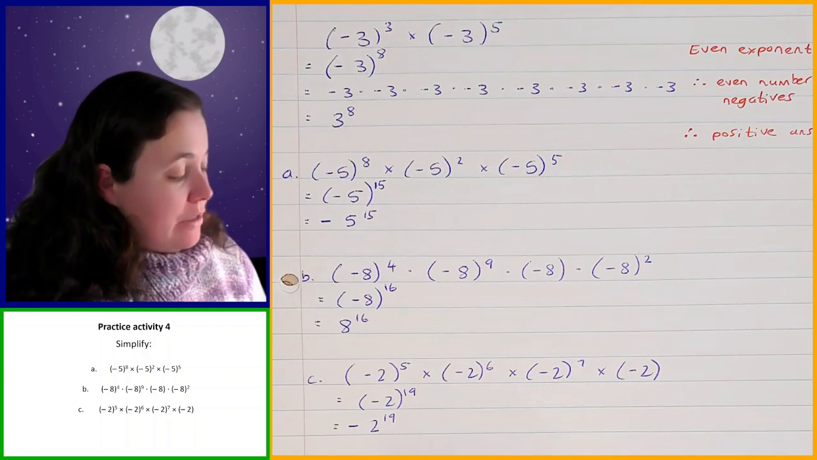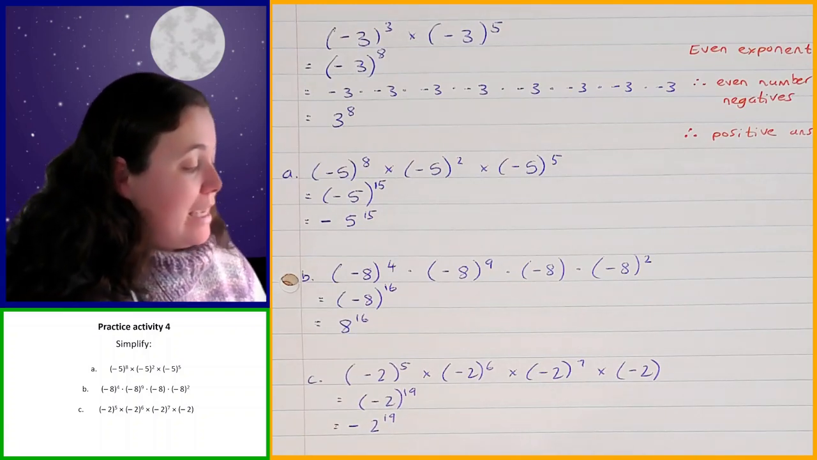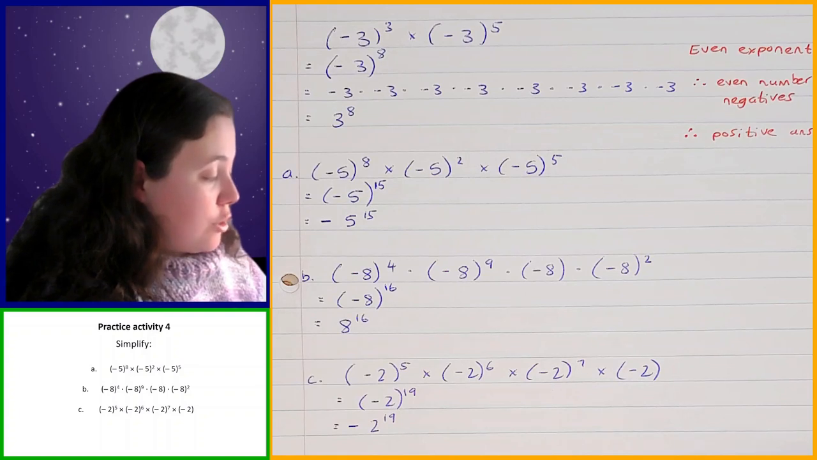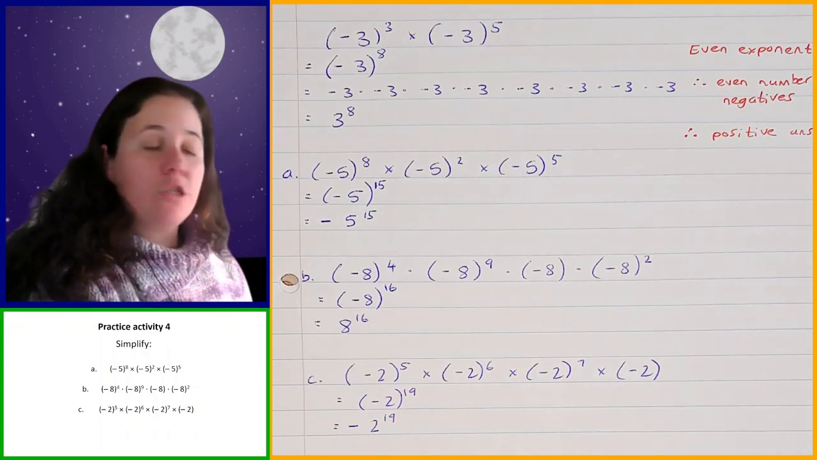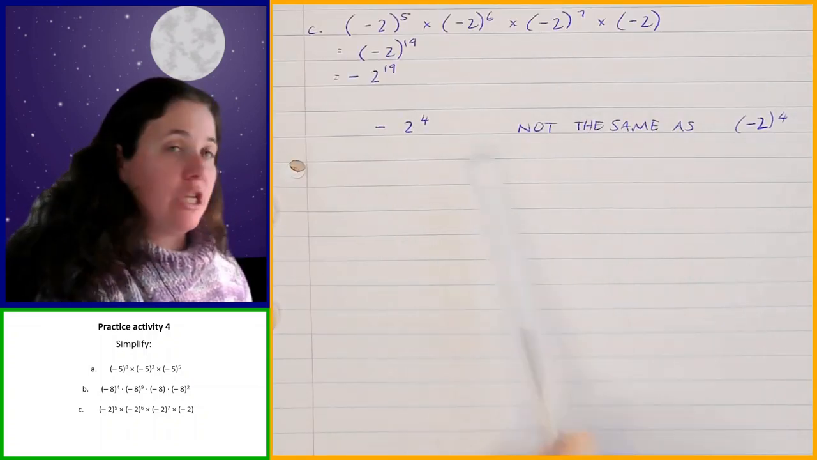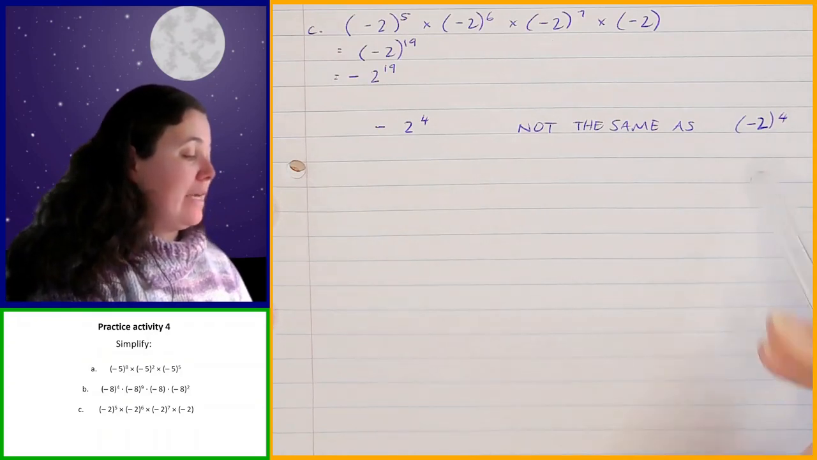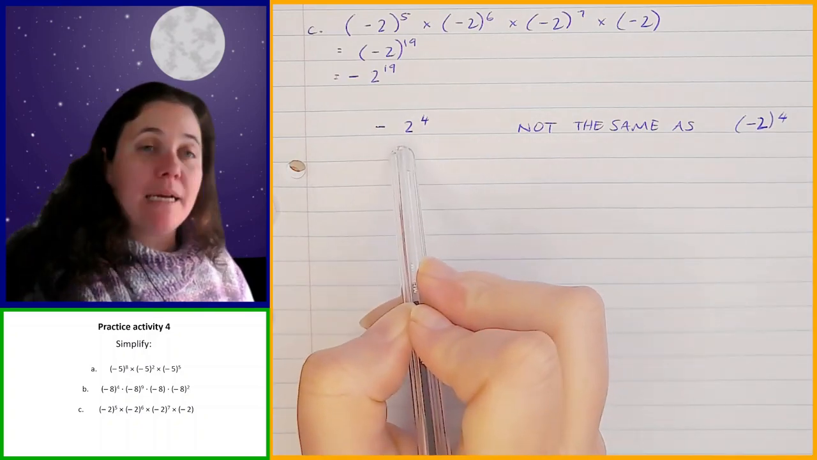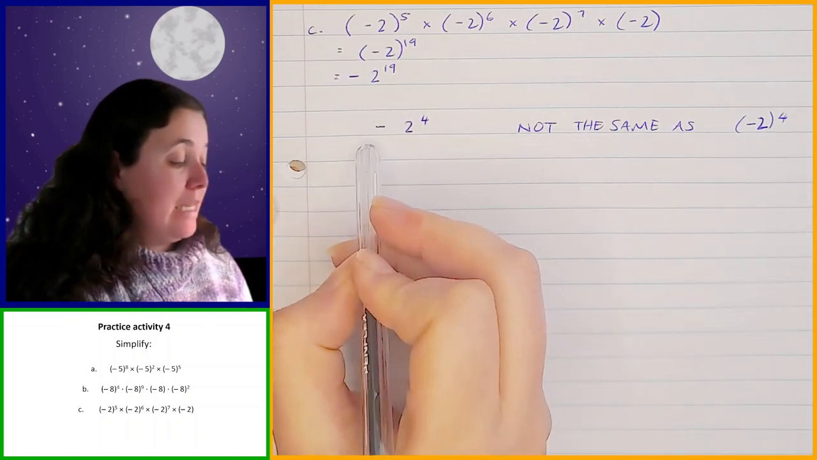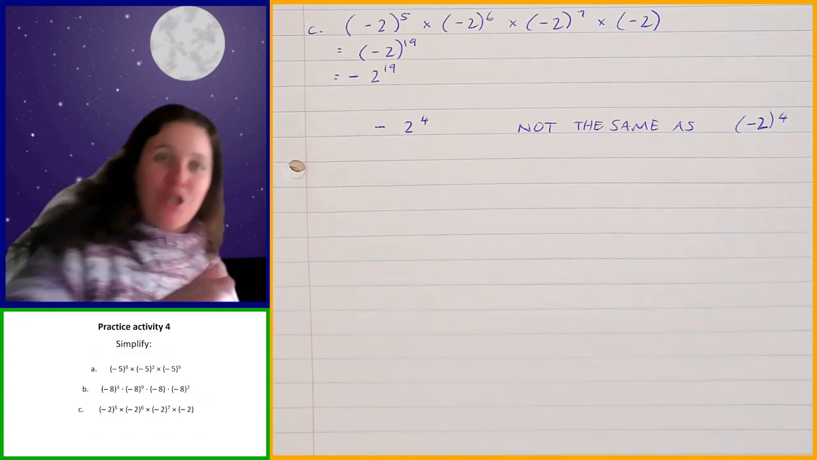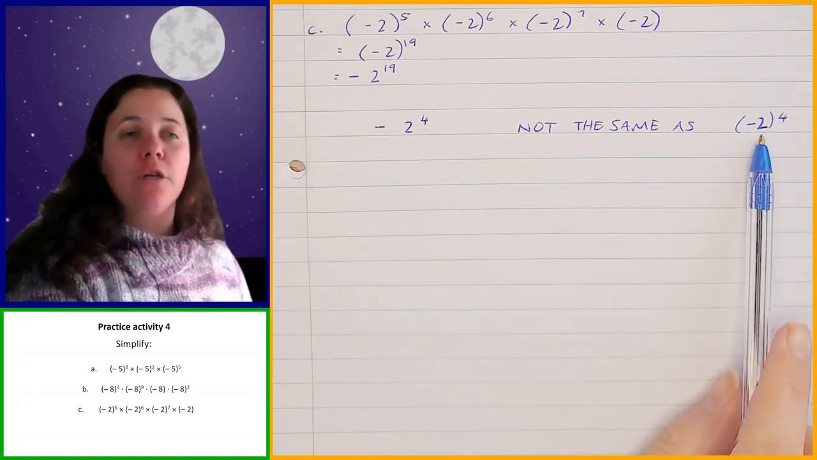If I have something like this, negative 2 to the power of 4, it is not the same as negative 2 to the power of 4. These two expressions are not the same as each other, okay? Because of the fact that this is in brackets, it means that the negative is part of the base. But as soon as there are no brackets, these are separate. I've got negative, and then it's 2 to the power of 4. So it's negative, 2 to the power of 4. But over here, I've got negative 2 to the power of 4.